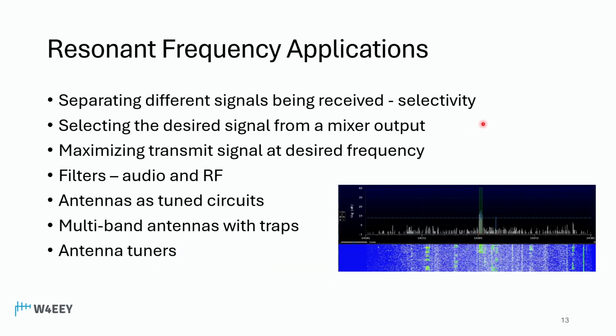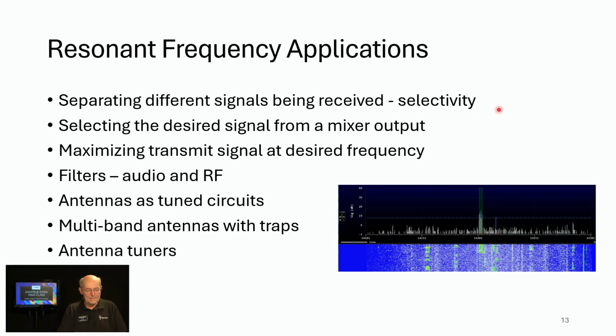Now, what are the applications in radio for resonance and resonant frequency? Well, obviously we want to be able to separate different signals being received, the idea of selectivity. And some receivers are more selective than others. It has to do with the component quality and the design. You might remember Gary's mixer math, where you've got a signal coming into a radio and then you've got a local oscillator. You wind up with the sum and difference frequencies. Well, resonant circuits will select the frequency that you need. It'll select the right frequency out of the mixer.